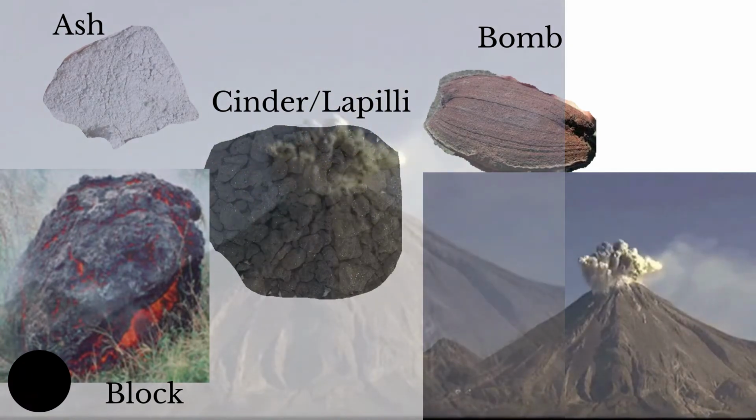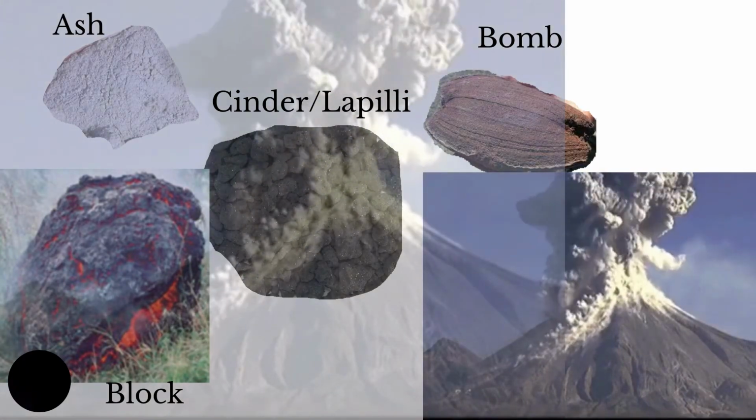Ash is the finest solid material ejected from the volcano. It can be very dangerous and hazardous because it is light and it might be suspended in the atmosphere for a very long time. It also has sharp edges and can do a lot of damage. In fact, most of the solid component of the ejected materials are actually ash.